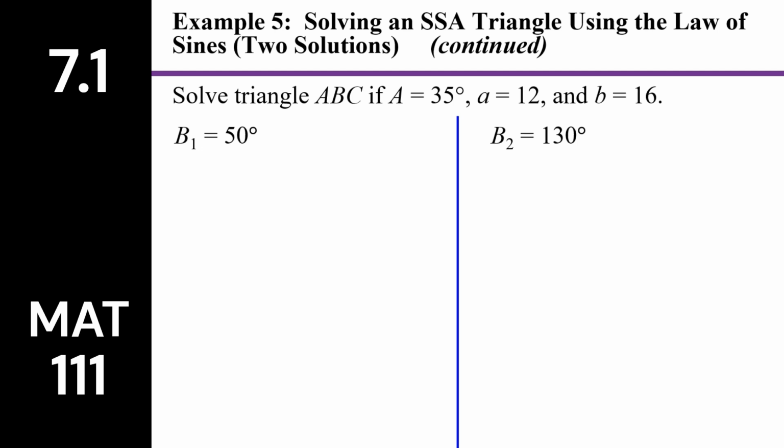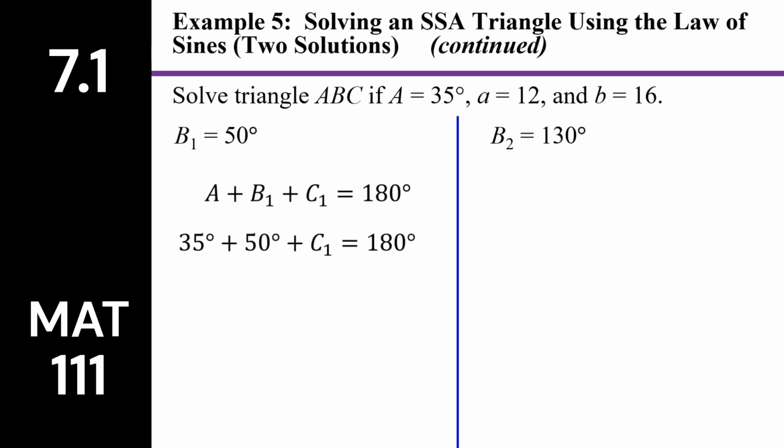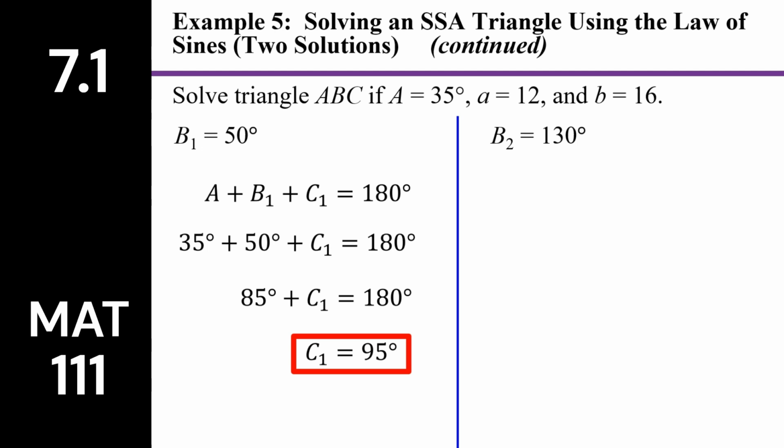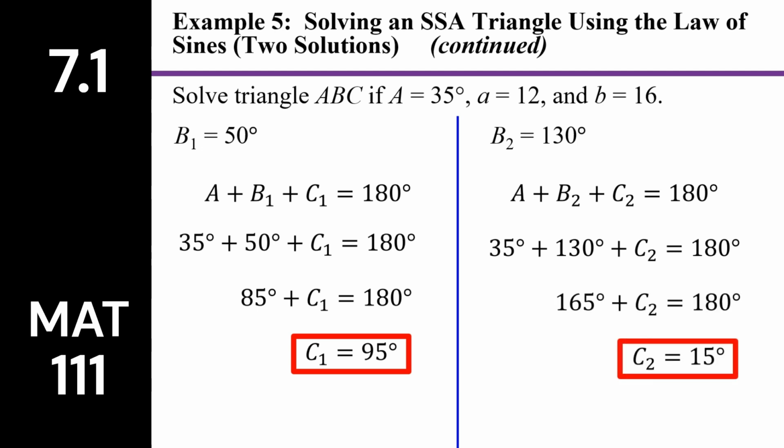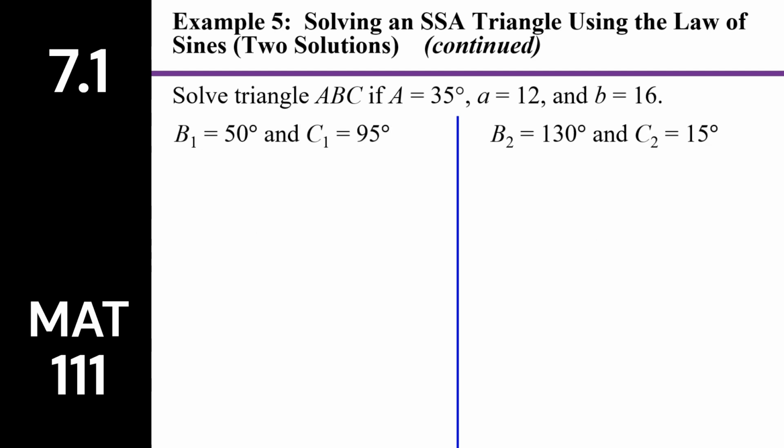We'll work on these two triangles side by side. So for triangle 1, we can substitute in 35 degrees for A and 50 degrees for B1, and that'll allow us to solve for C1, which is 95 degrees. For B2, we substitute 35 in for A, 130 in for B2, and that allows us to find that C2 is 15 degrees. Now we take these values and use them to find the last side for each triangle.